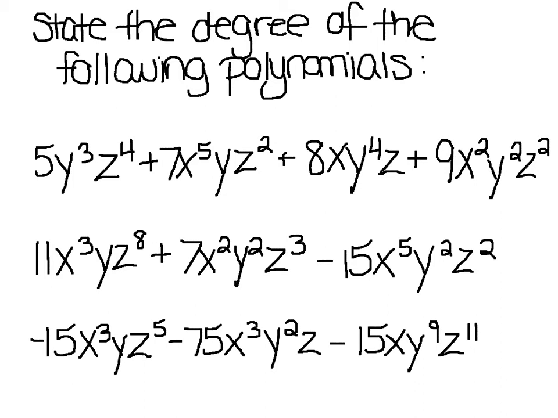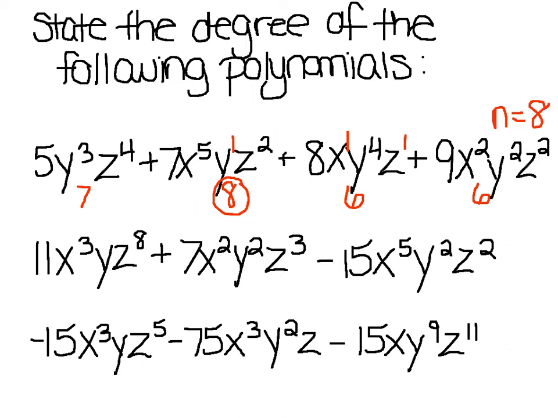Alright, so looking at this first example, we see the degree of our first term is 7. The degree of our second term, remember this is a 1, so 5 plus 1 plus 2 is 8. Then we have a 1 and a 1 here, so 4 plus 1 plus 1 is 6. And finally, 2 plus 2 plus 2 is 6. So this degree is going to be the highest one, which is 8. So the degree of the first polynomial is 8.